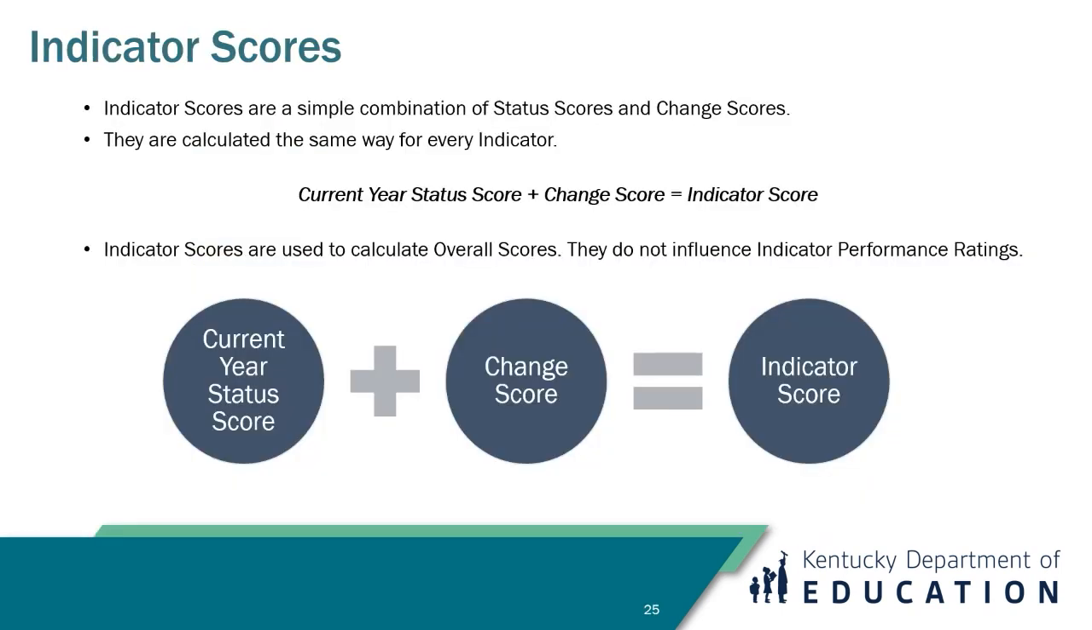Now that we know the status score and the change score, we can determine the indicator score, which is used to determine the overall score. By using our previous example, we will take the current year status score of 62 and add that to the change score of 10, which will give us the indicator score of 72.